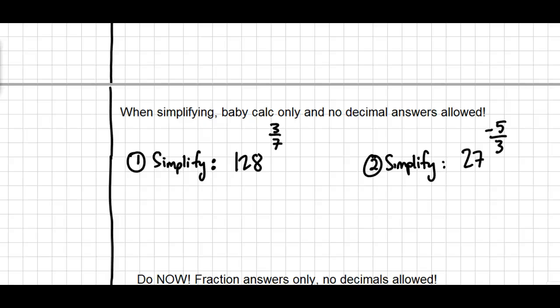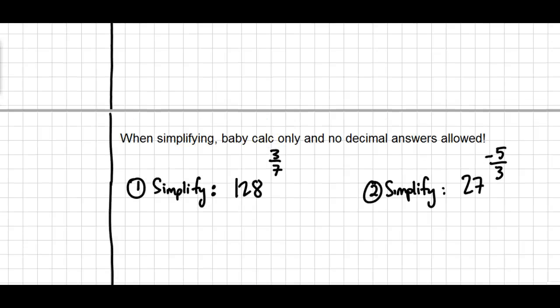Let's go ahead and try some rational property problems now. This is typical of what students will see in the homework and on tests and quizzes related to this lesson. Keep in mind that you will only be allowed to use a basic calculator, and you want to remember that no decimal answers will be allowed.